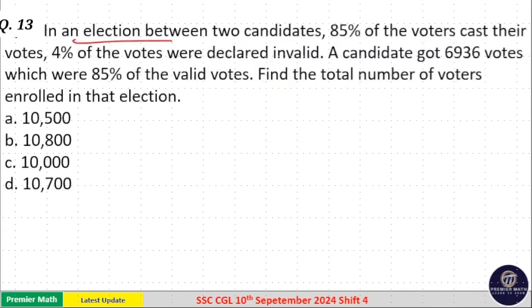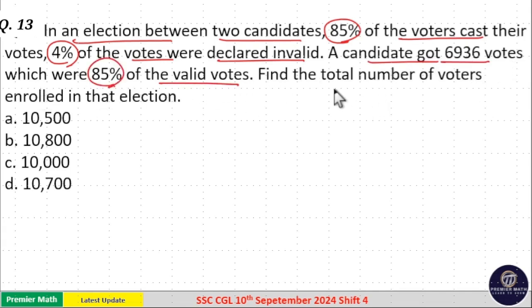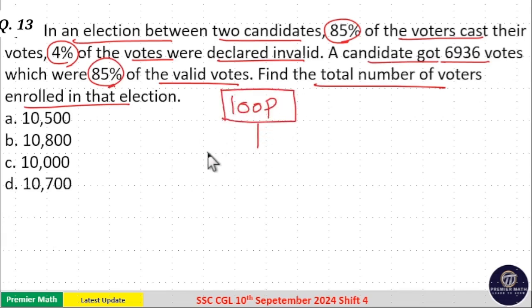In an election between two candidates, 85% of the voters cast their vote. 4% of the votes were declared invalid. A candidate got 6936 votes, which were 85% of the valid vote. Find the total number of voters enrolled in that election. Consider 100 part as the 100% or the total number of voters. Now, out of this 100 part, only 85% of them voted. That is 85 part voted, remaining 15 part not voted.